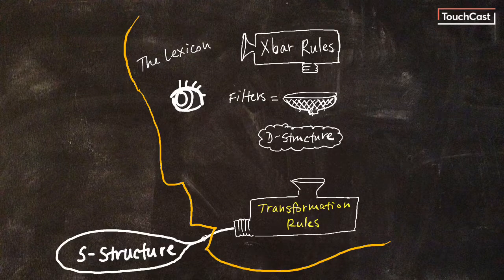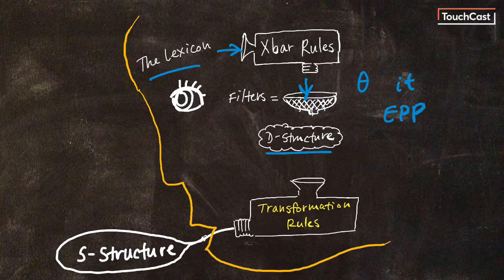This image attempts to capture how language is produced in the mind. First, we have the lexicon. Words from the lexicon are fed into the X-bar rules, which generate a basic sentence. But before we get to the D structure, or deep structure, the sentence has to pass through a series of filters. These filters include things like the theta criterion, the rule of inserting "it" if there's no subject, and binding conditions, and also EPP. After passing through these filters, the D structure has been produced.